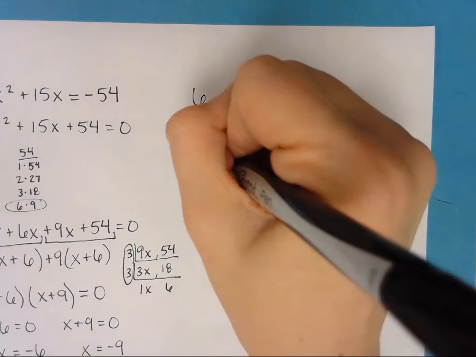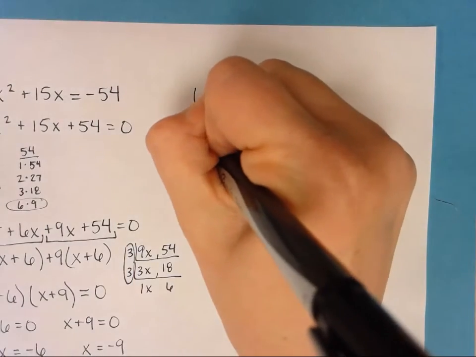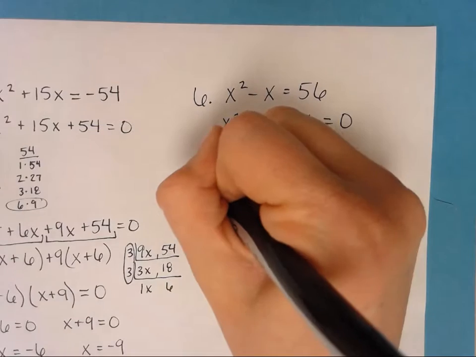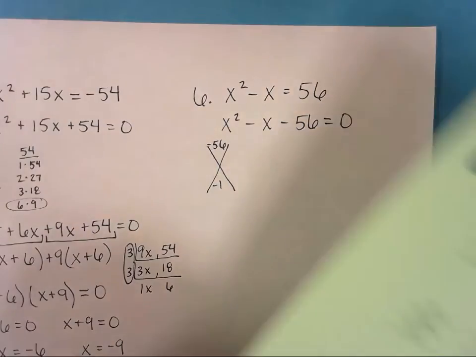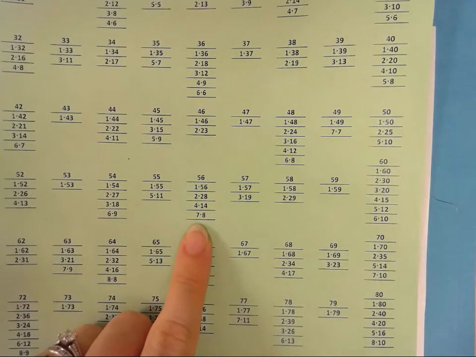Do your a times your c to find your product number. So 1 times negative 56 is negative 56. We're going to find the sum of negative 1. We know here that one factor needs to be positive and one factor needs to be negative. Using our factors of 56, thinking about one factor being negative and one factor being positive, 7 and 8 will work.